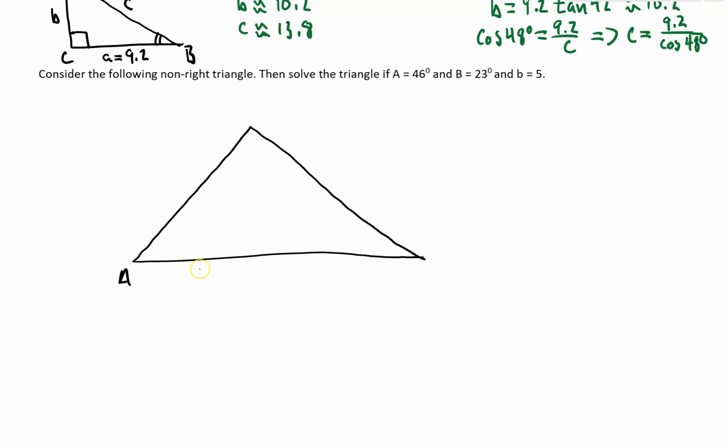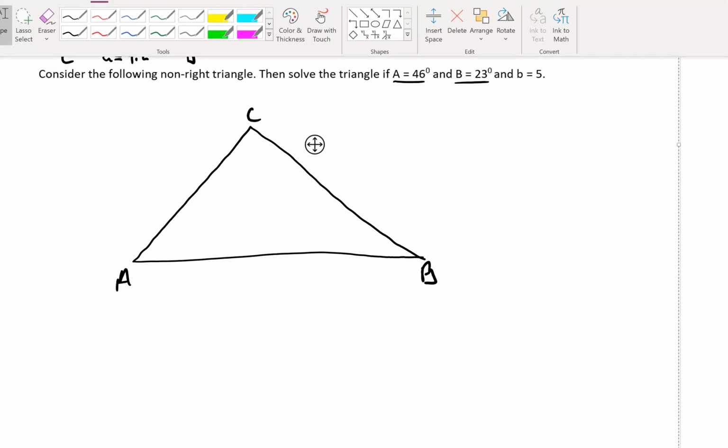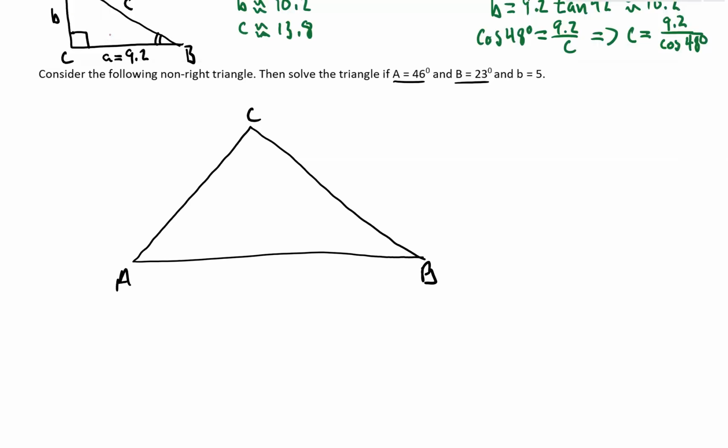Here's A. I'm going to make this A, B, and C. You can use any orientation that you want. Just keep in mind that the triangle might be a little different, but if they're giving me an angle measure, I usually try to put them in the lower left. It just makes more sense to me, but that's not necessarily something you need to do. They're saying that this angle is 46 degrees. They're saying that this angle is 23 degrees. And they're saying this length is 5.